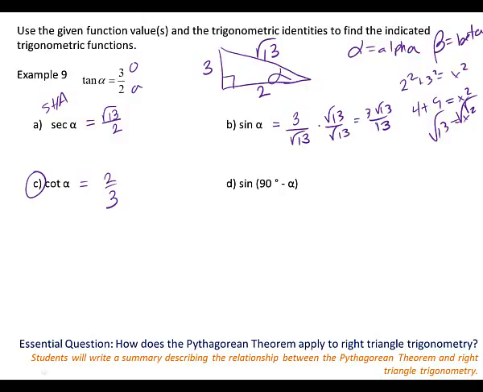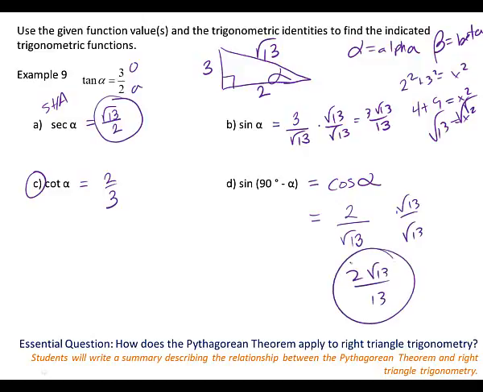Now this is that cofunction identity, and we can almost read it right out of the sine. So sine of 90 minus alpha would be the same as the cosine of alpha. So this is a fancy way of asking us to find the cosine of that triangle. I could either use the triangle, or I could flip this. Your choice. It's going to get you the same thing: 2 over square root of 13. So we rationalize it, and we get 2 square root of 13 over 13.